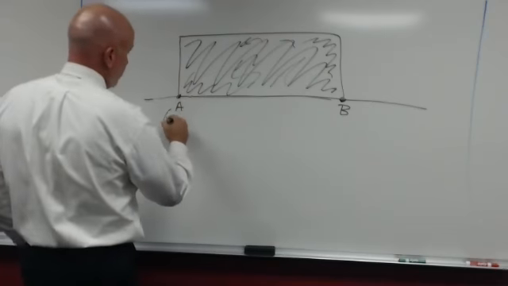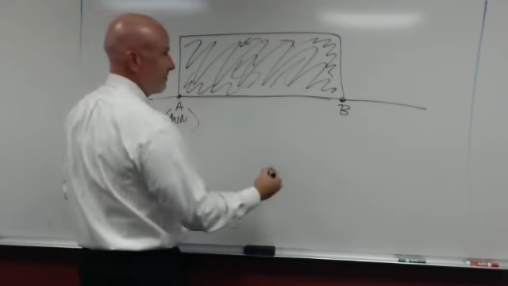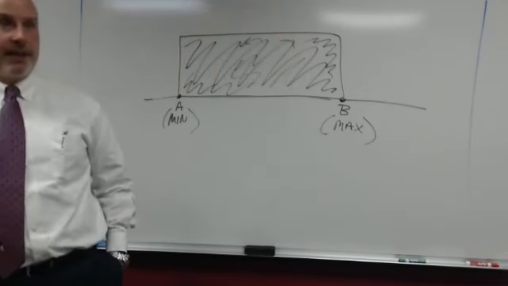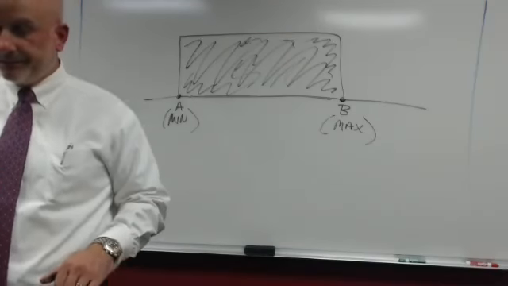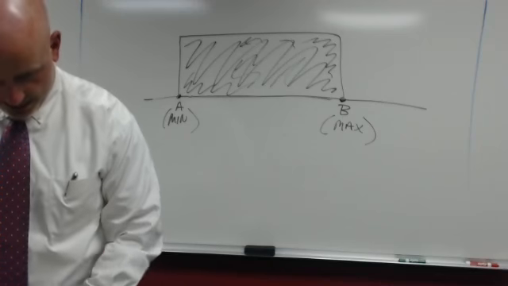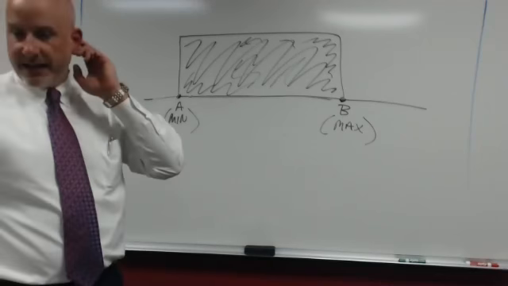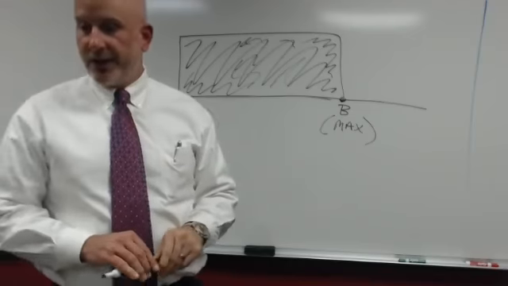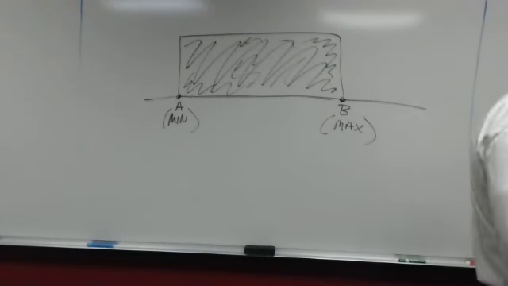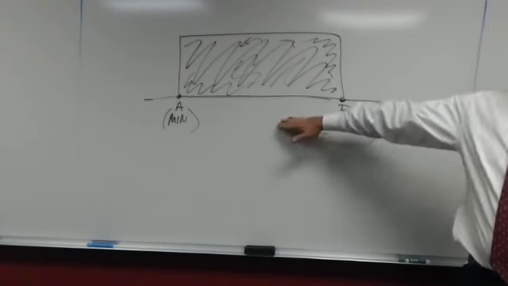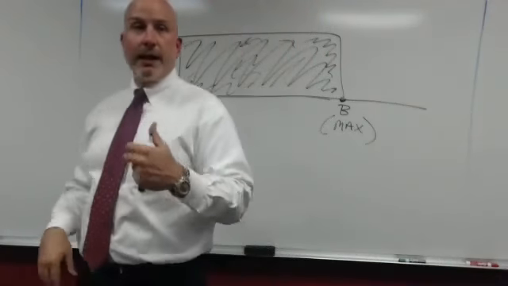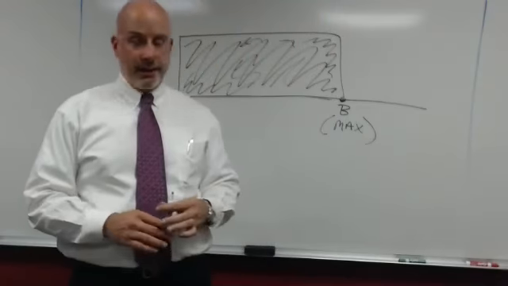Point A is your minimum value. And point B of the data would be your maximum value. Now, knowing the minimum and maximum, we can define the probability function and calculate the mean, variance, and standard deviation. So if you know this is your probability distribution and you're given points A and B, you can calculate the mean, the variance, and the standard deviation.